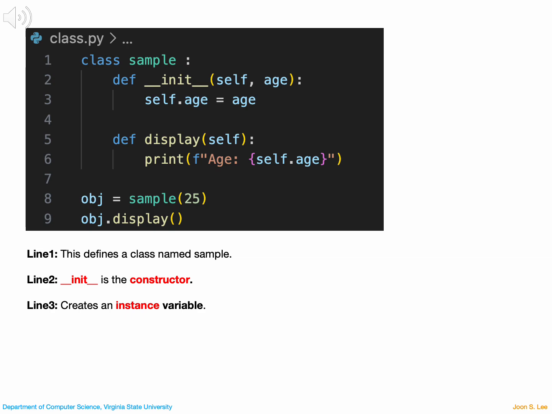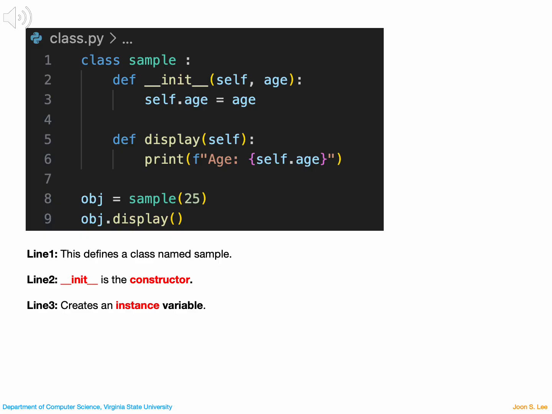Notice the first parameter, self. In Python, self refers to the current object being created. The second parameter, age, is a value passed in when we create the object. On line 3, we assign self.age equals age. This creates an instance variable named age that belongs to this specific object. Every object created from this class will have its own age value stored inside it.